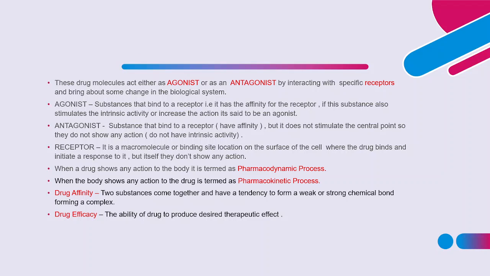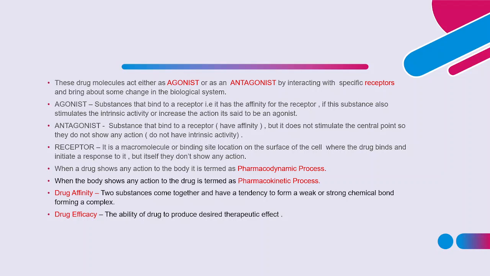So we have already gone through these two terms, that is drug affinity and drug efficacy. Affinity means when two substances come together and they form a chemical bond or complex. This bond can either be weak or strong, it doesn't matter, but still they are bonding, so they are said to have affinity. Just like the drug and the receptor, they are combining together because they have affinity. If they didn't have affinity, they would not have combined.